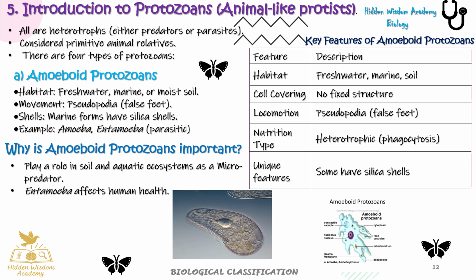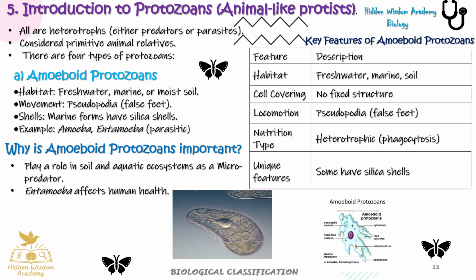A. Amoeboid protozoans. Habitat of amoeboid protozoans is freshwater, marine, or moist soil. Movement is by pseudopodia, false feet. Marine forms have silica shells. Example, amoeba, Entamoeba, parasitic.